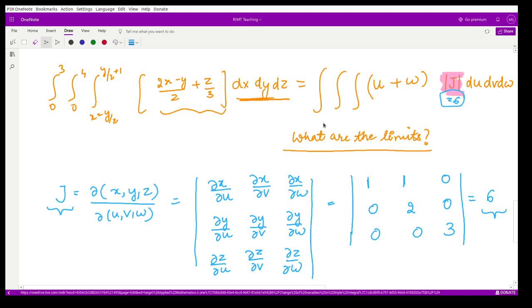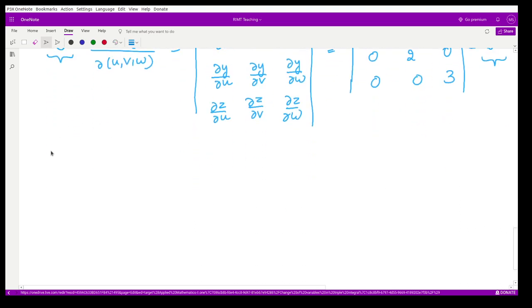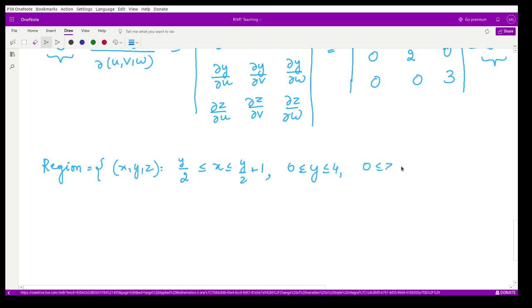Now the thing that is remaining is what are these limits? For that, let us define the limits again. The region here is given to be all the points x, y, z in the Cartesian plane such that x lies between y by 2 to y by 2 plus 1, y lies between 0 to 4 and z lies between 0 to 3. So this is the region in the Cartesian x, y, z coordinates, right? Now we have to convert this into the corresponding u, v, w region.